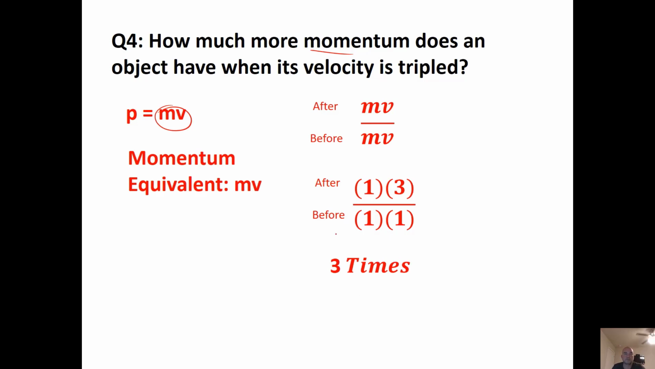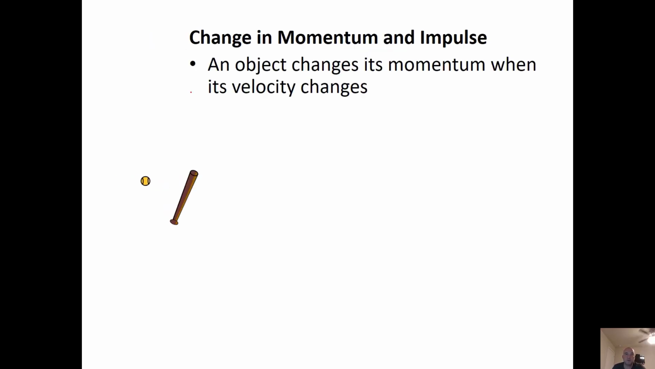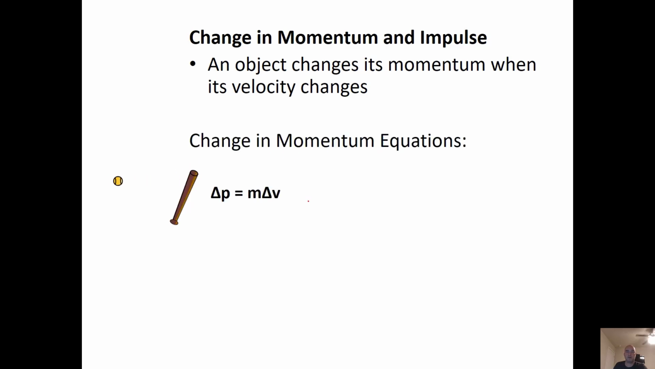Change in momentum and impulse. So an object changes momentum when velocity is changed. Take a look at the ball coming in. It changes momentum because it's going backwards after the ball's hit. And the momentum equation you can use is the change in momentum equals mass times change in velocity. So before we were just saying what was the momentum of an object at the moment. Well, now we're asked for how much it changed versus before. So we're going to have a changing velocity going on.